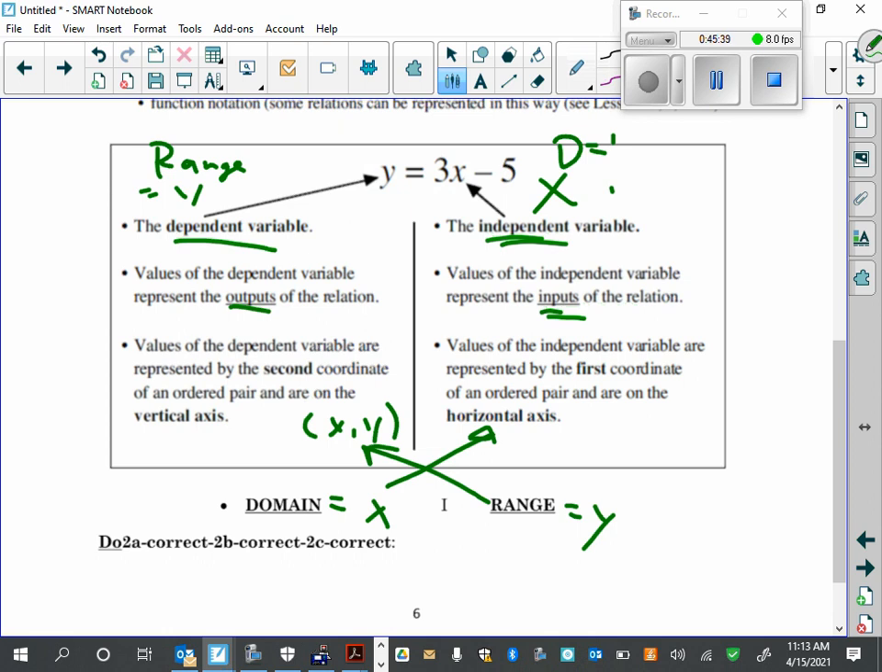The domain is also how far the graph goes right to left, which is how wide it is. If you want to put domain equals the width, that helps you, that's fine. And the range equals how far up and down, or how high it is, so the height of the graph.